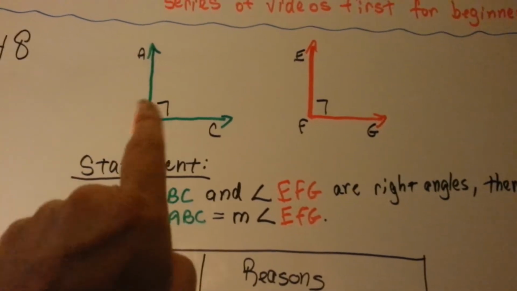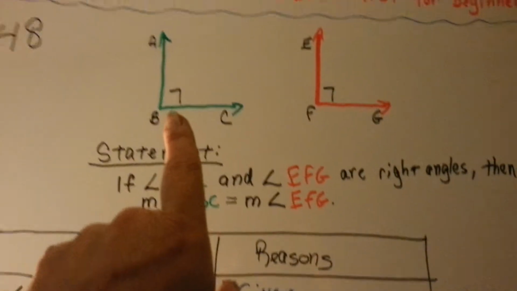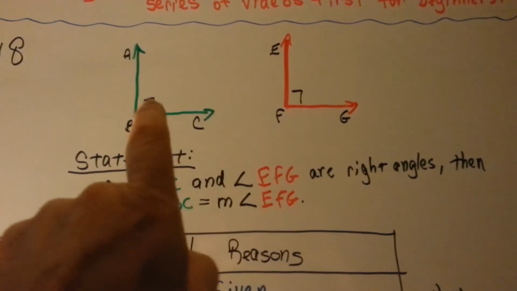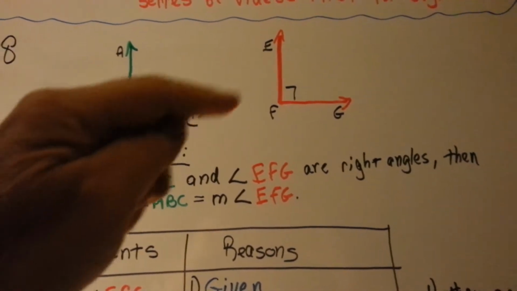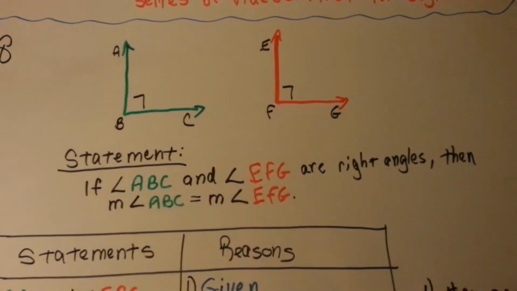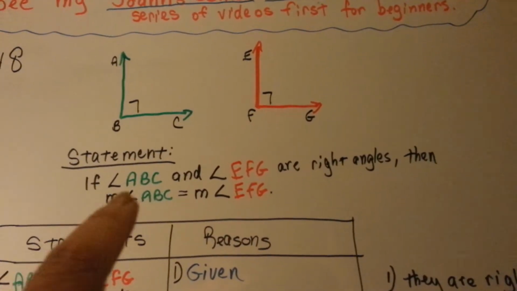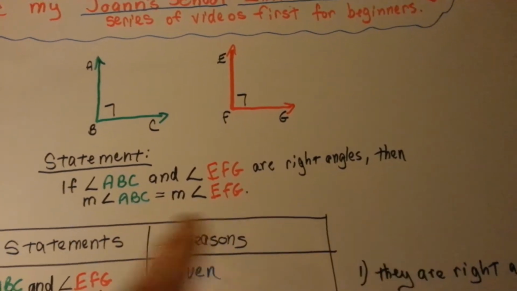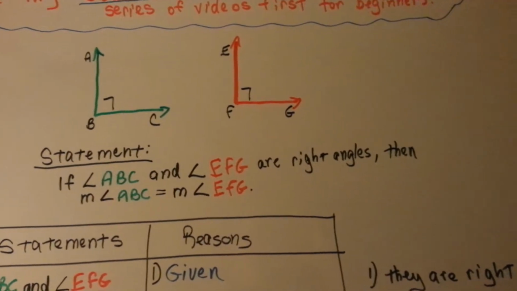We've got two different colors so that it's easier for you. One's green, one's red, of course. They are right angles because of the little boxes here. This one is marked angle ABC. This one's marked angle EFG. Then we've got a statement which says, if angle ABC and angle EFG are right angles, then the measure of angle ABC equals the measure of angle EFG.